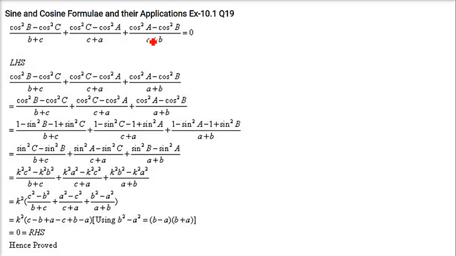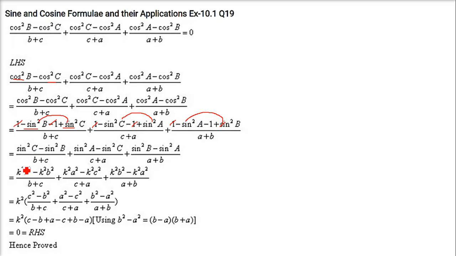Here we have to prove this to be 0. See, first we have to convert all these into sine. So cos square b is 1 minus sine square b. Cos square c is 1 minus sine square c. Same thing here. And when we just open it, this 1 gets cancelled everywhere. And we'll just put it like this. This will be sine square c minus sine square b. This will be sine square a minus sine square c. This will be sine square b minus sine square a.